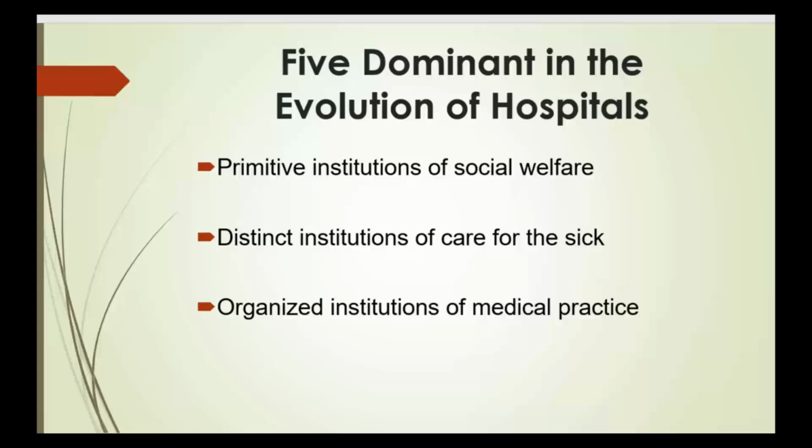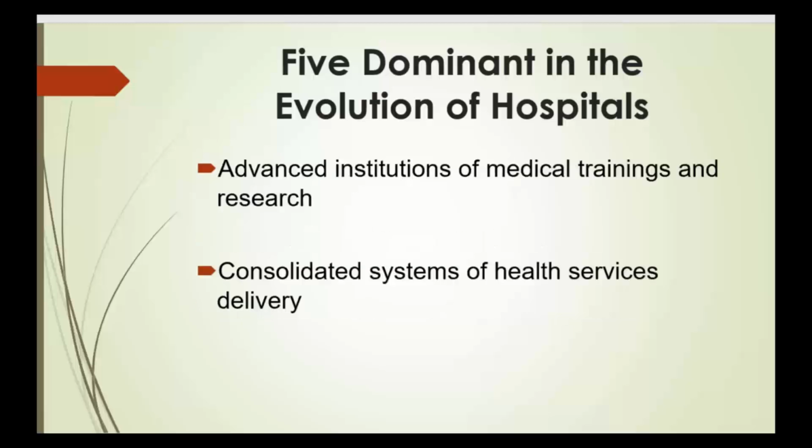Facilities and personnel training became centered in the hospital. Hospitals became more acceptable to the middle and upper classes, and hospitals were able to generate a profit. So hospital administration, organization into departments, and cost efficiency became very important. So they became these organized institutions of medical practice.